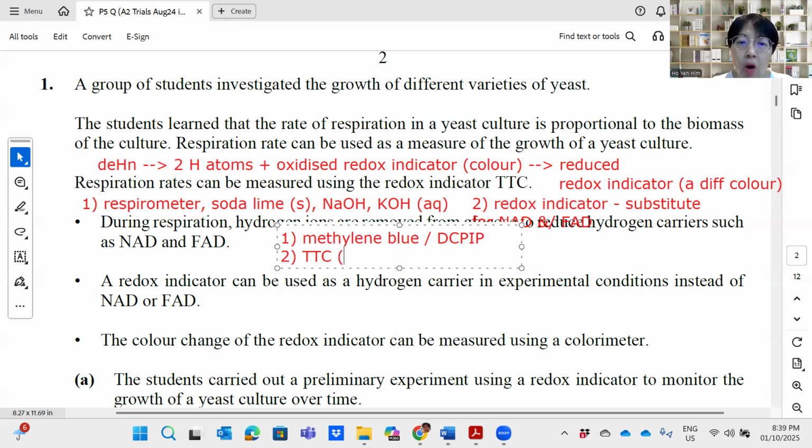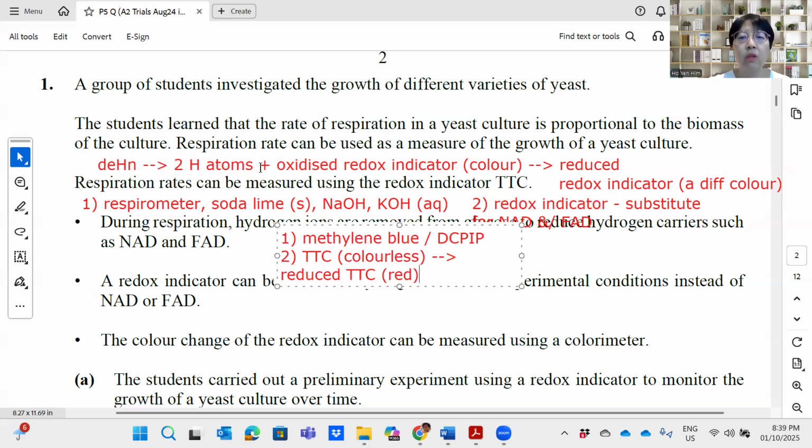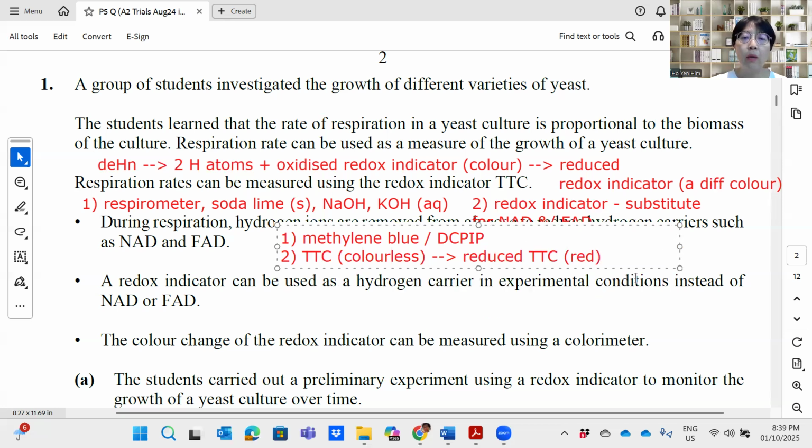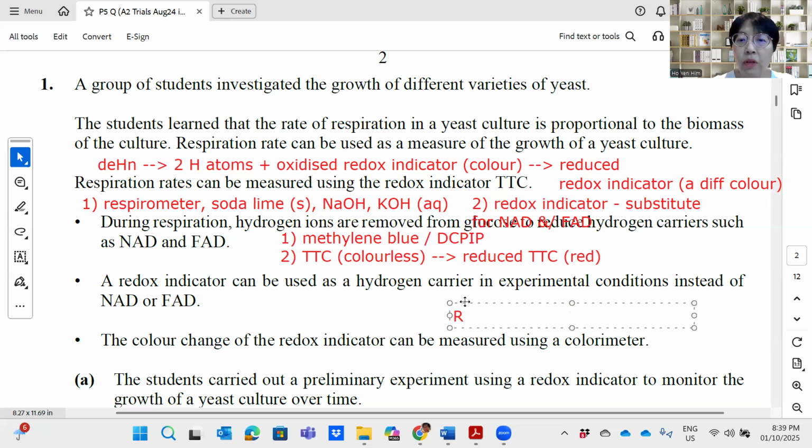So for TTC, the oxidized version is colorless, and the reduced version is a red color. A very little bit is pink, but a lot of it becomes red. To measure the rate, we want to measure the time taken. You already know that there are two ways to measure the rate.